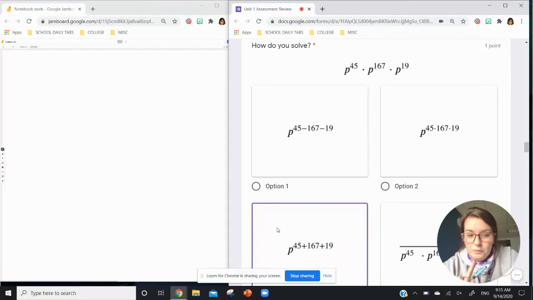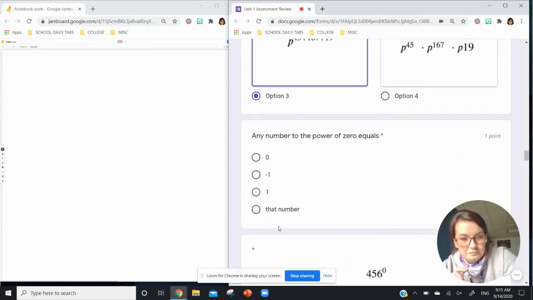Remember, division, we're subtracting the exponents. When you multiply, you're adding. Okay? It's kind of like they go hand in hand.